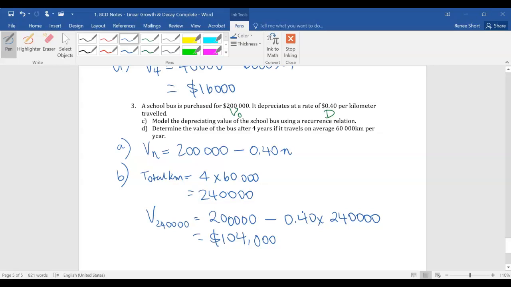Hopefully you can see how 8C and 8D are connected, and it allows us to rearrange the rule so that it's just in terms of the nth term, so I can use the rule to find any value straight away rather than having to find each value and add each time like we were doing in 8C.